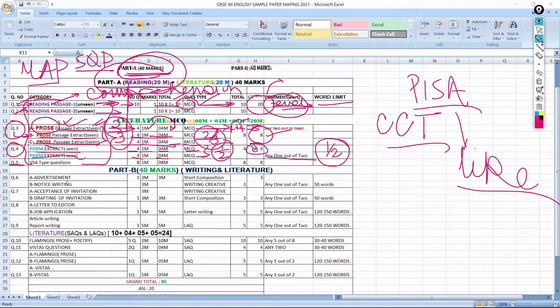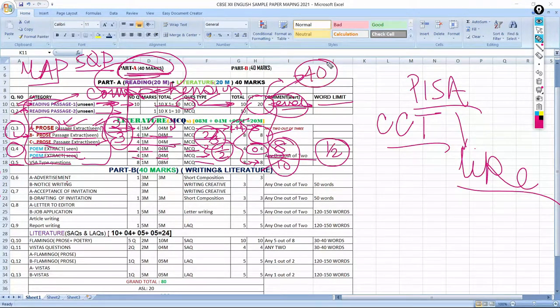Now, let us see question number 5. This question is also MCQ based, and total how many questions will be there? 10 questions will be there. From the 10, you will have to do 8. Therefore, total marks will be 8 into 1 equal to 8. Now, let us see the total. In section A, total marks will be 8, 4, 12, 12, 8, 20, 20, 20, 40. Means in total, in this section, we are getting 40.